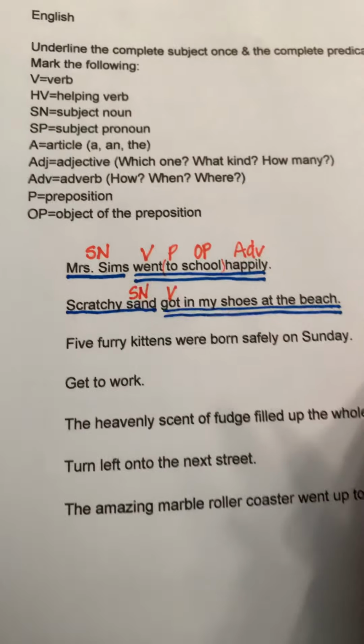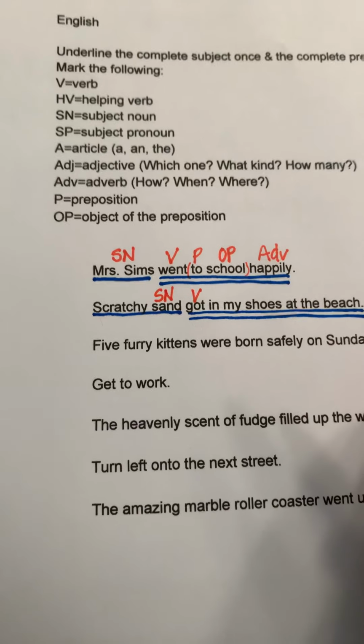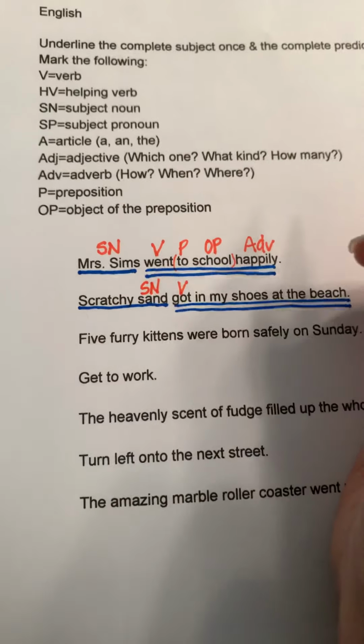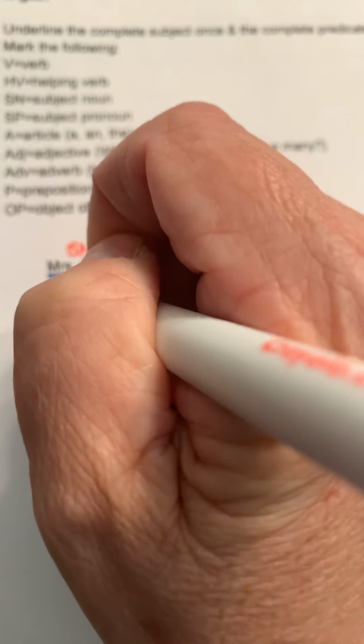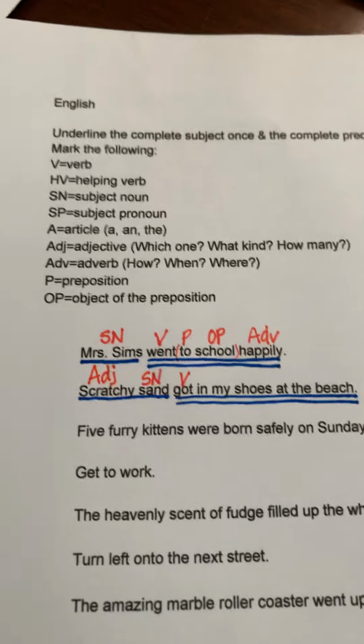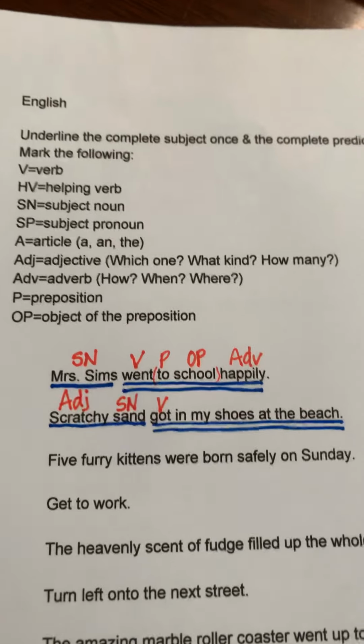What got? Sand. So that's our subject noun. What kind of sand? So we're going to ask our question about the subject. What kind means it's an adjective. So what kind of sand? Scratchy. Scratchy is an adjective.